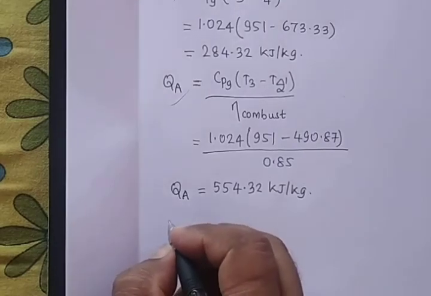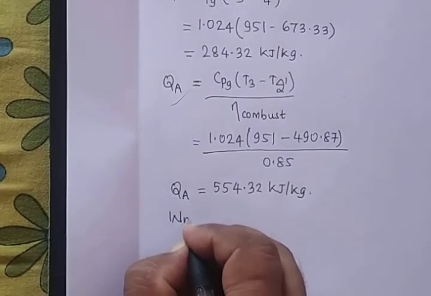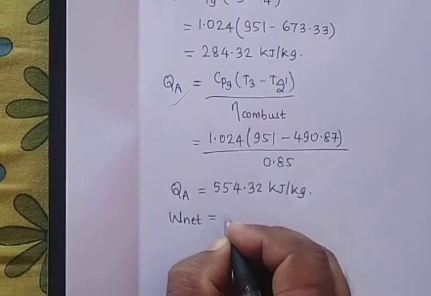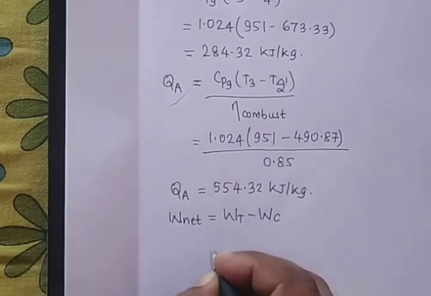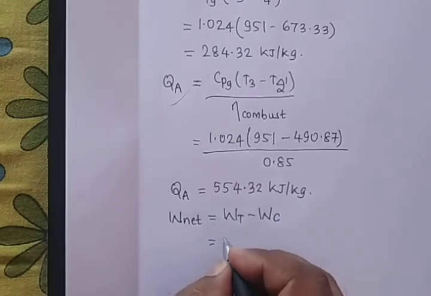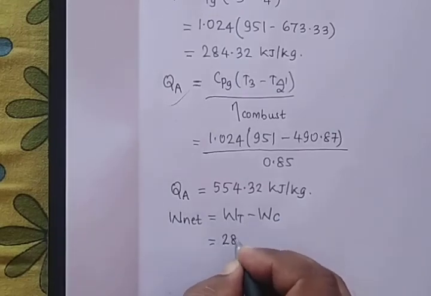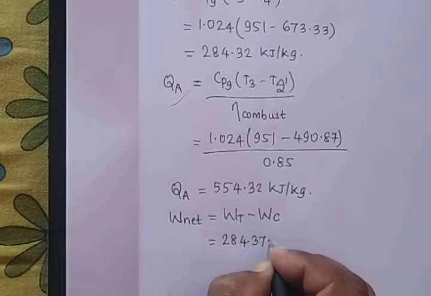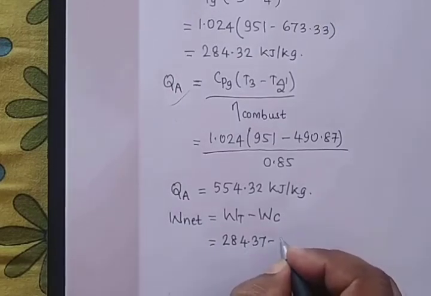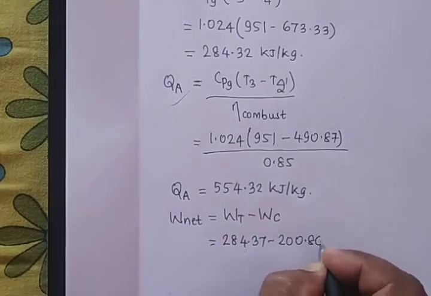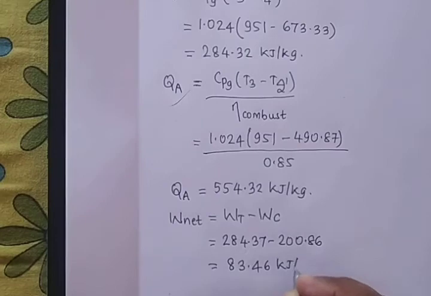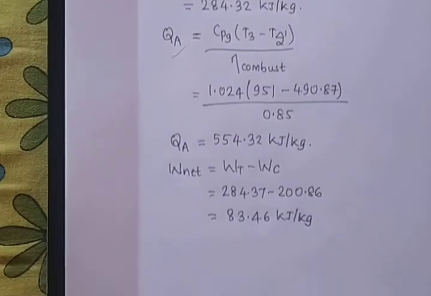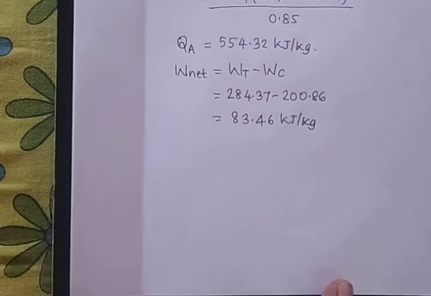Then find out efficiency. So to find out efficiency we require W net. So W net will be equal to WT minus WC, that is work done by turbine minus work of compressor. 284.37 kilojoules per kg minus work of compressor is 200.86 kilojoules per kg. If I subtract this, I will get the answer as 83.46 kilojoules per kg.